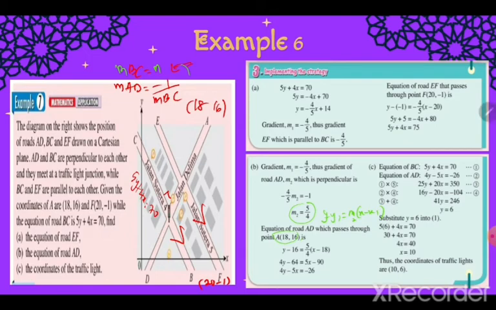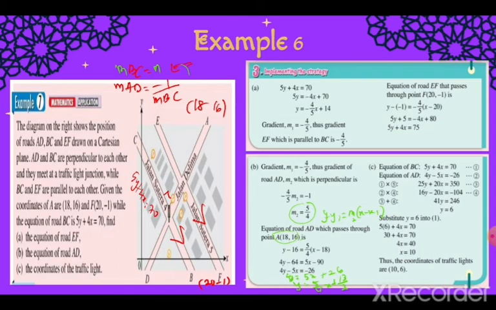So we will have 4y minus 5x equals negative 26, or we can also write it as 4y equals 5x plus 26, y equals 5 over 4 x plus 26 over 4, which is 13 over 2. You can write it in gradient form. Okay. Next, for C, the coordinates of the traffic light.